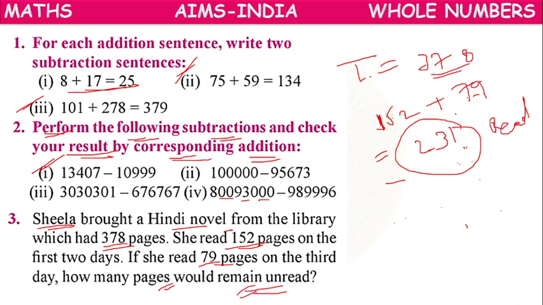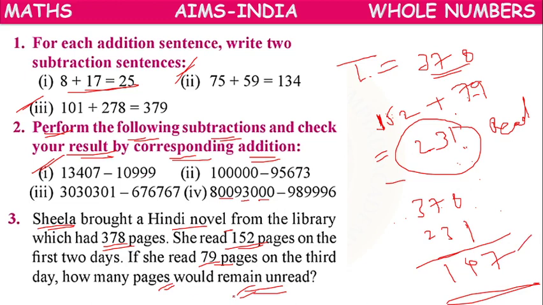Now how many pages remain unread? We have to remove 231 from 378. So from 8, 1 goes, means 7. 7 minus 3, 4. 3 minus 2, 1. So 147 pages are unread.